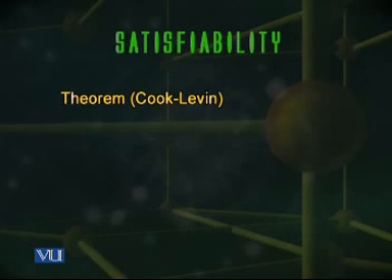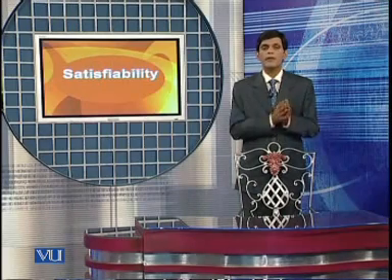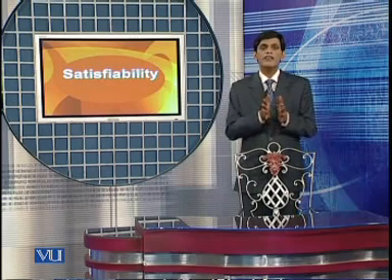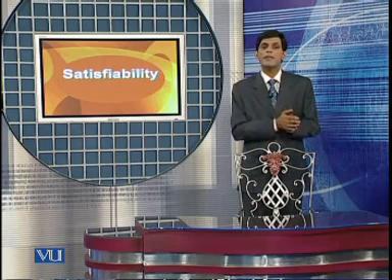Now, the Cook-Levin theorem states that SAT is NP complete. So, this is the statement of the Cook-Levin theorem. Every problem in NP can be reduced in polynomial time to SAT. Of course, we've already seen that SAT is in NP. So the only thing left to do is to prove that SAT is NP hard. And that's where the bulk of the Cook-Levin theorem is, to show that every problem in NP can be reduced to SAT.